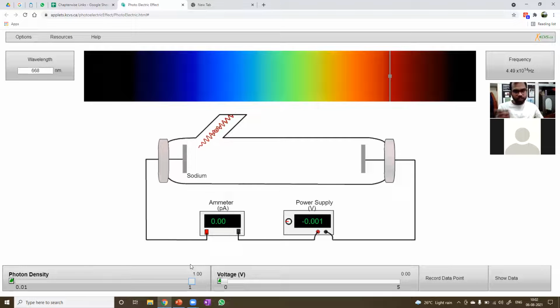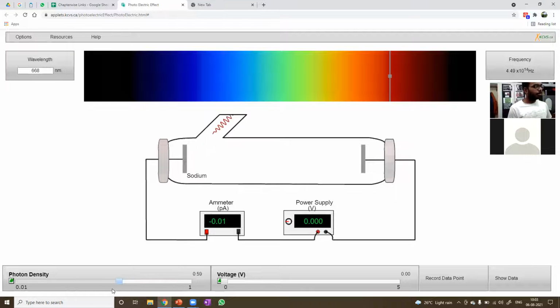Can you see any electrons coming out? That means the ejection of electrons does not depend on the intensity of light. This is one point which we have observed from this experiment. Or you can say that the ejection of photoelectrons does not depend on how many photons are incident on this metal. Yeah, I'll share this experiment in the drive, don't worry.